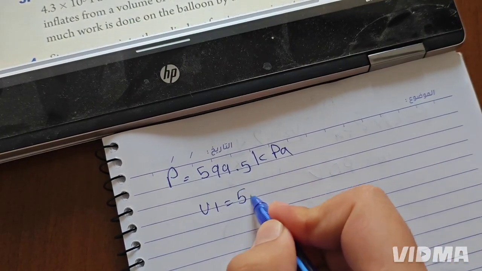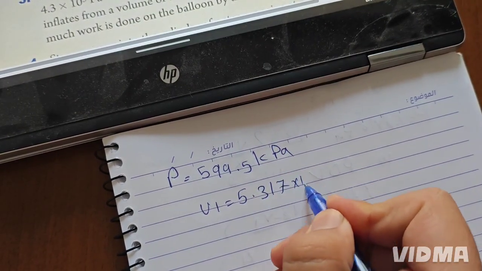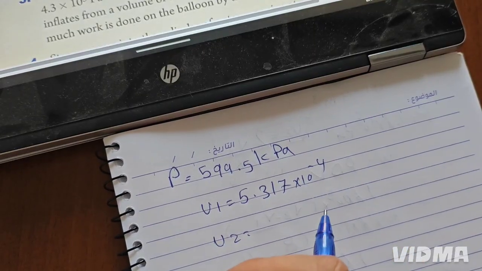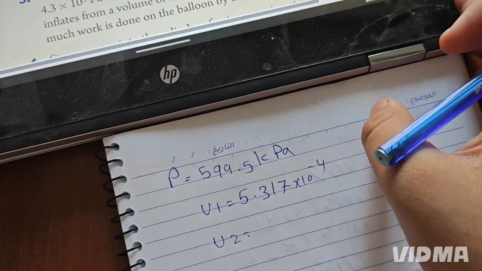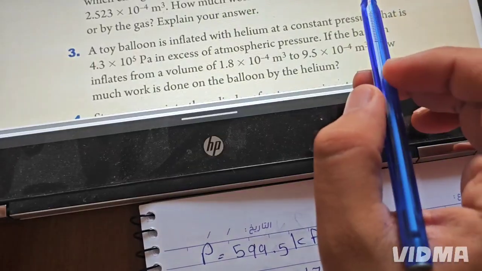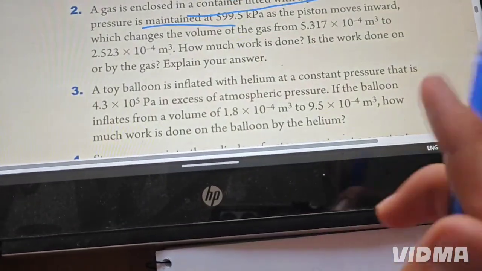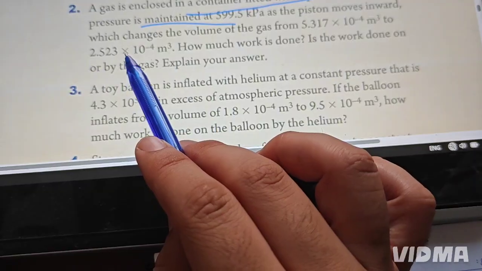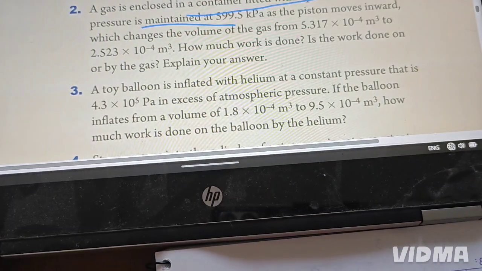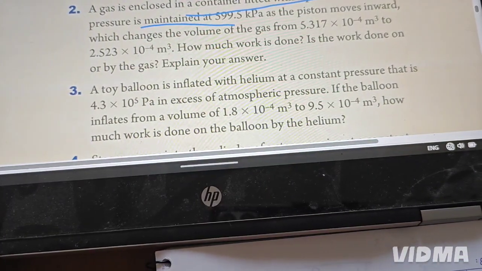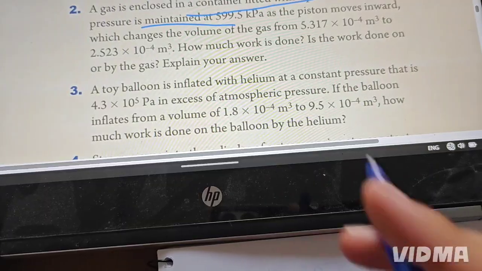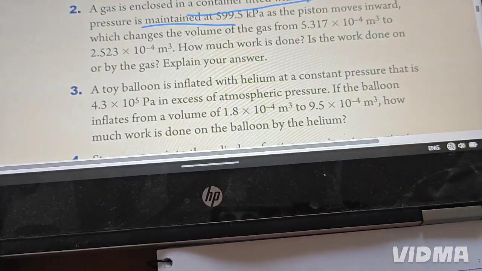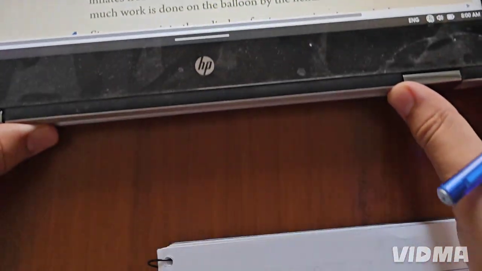V1 is equal to 5.37 times 10 power negative 4, and the second volume, V2, is 2.523 times 10 power negative 3. The question says how much work is done. So we need to find W, work. And I think it's a pretty easy question.